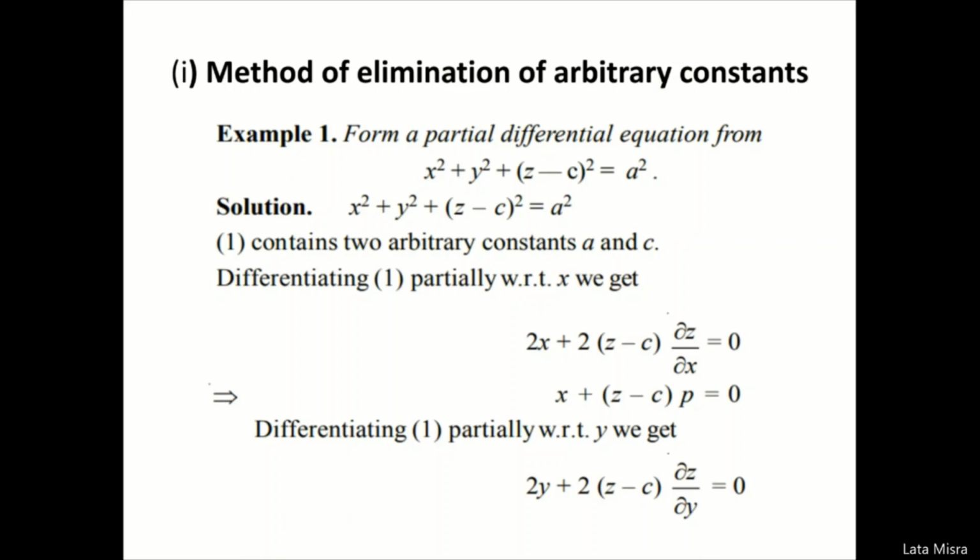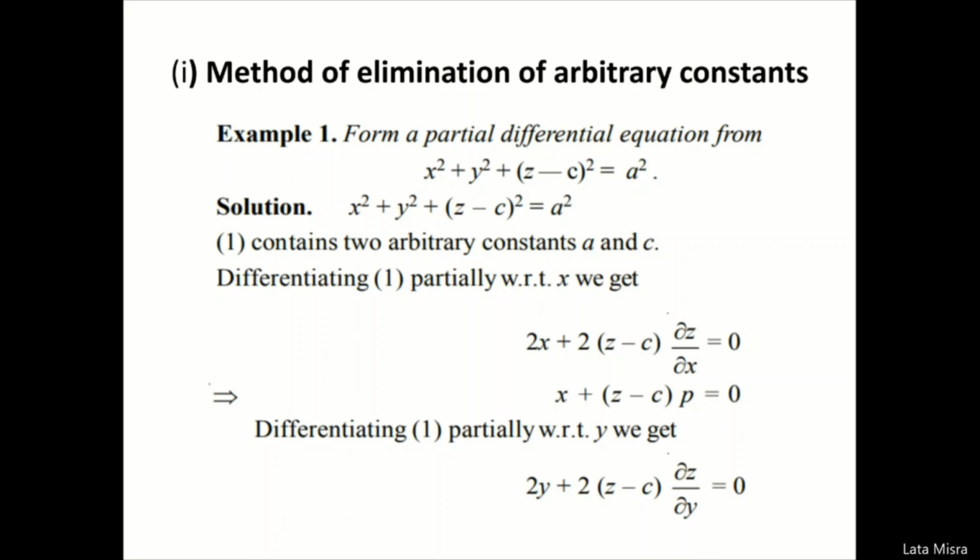The first example is: form a partial differential equation from x square plus y square plus (z minus c) whole square equals a square. So now let's start by partially differentiating with respect to x. The partial derivative of x square is 2x. The partial derivative of y square with respect to x is 0. And (z minus c) whole square gives 2(z minus c) del z by del x equals 0. On simplifying, we get x plus (z minus c) p equals 0.